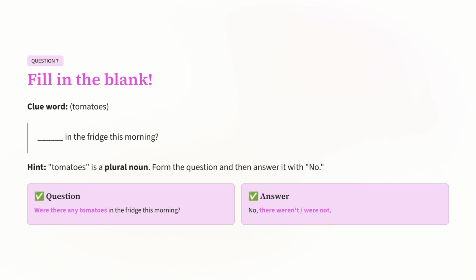Question 7. Clue word, tomatoes. Blank in the fridge this morning? Tomatoes is plural. The correct question is, were there any tomatoes in the fridge this morning? Answer: No, there weren't. Or, no, there were not.